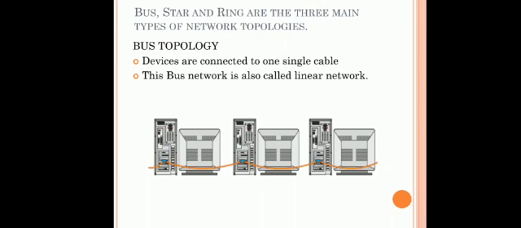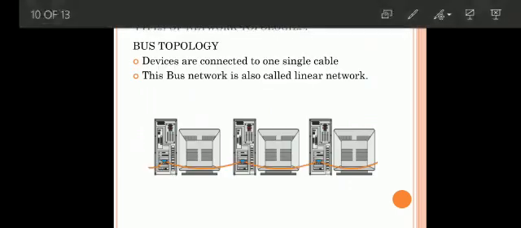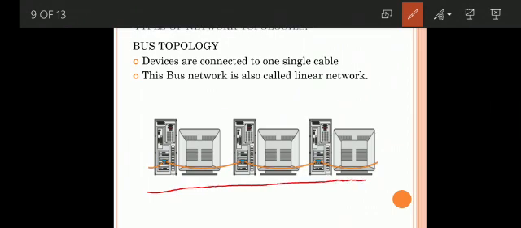Bus topology. As the name suggests, all the devices are connected in a bus. As you can see here, all three devices are connected with a single cable, so it is also called a linear network. It transmits data and instructions in both directions, either left or right.